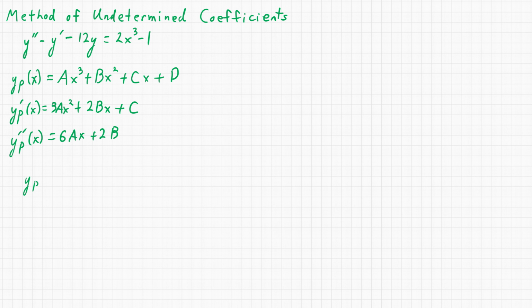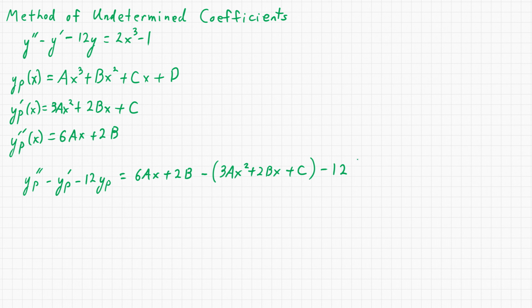So we've got y particular double prime minus y particular prime minus 12y particular, and we want to expand that out and figure out what it equals. So y particular double prime is 6Ax plus 2B. Then I have minus y particular prime, so minus 3Ax squared plus 2Bx plus C, and then minus 12 times y particular, which was Ax cubed plus Bx squared plus Cx plus D.